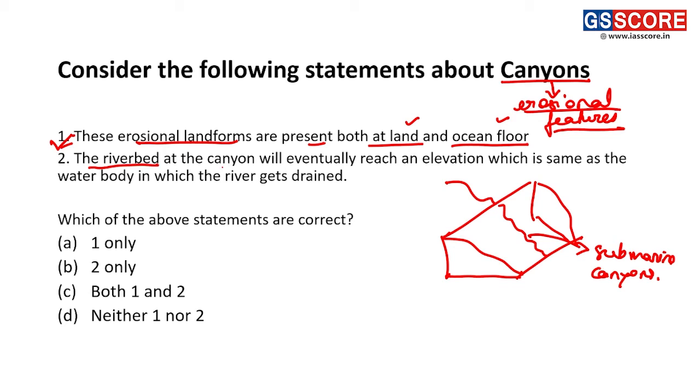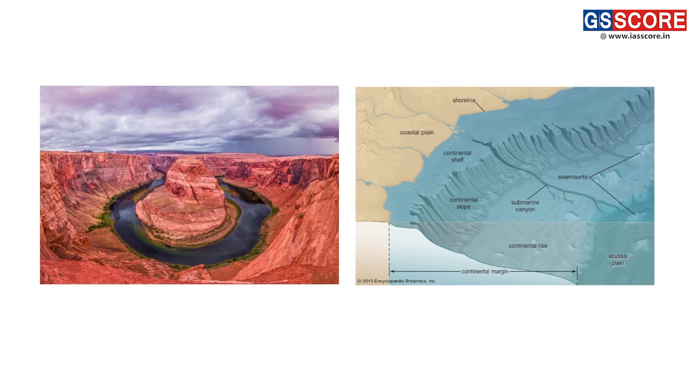Statement 2: the riverbed at the canyon will eventually reach an elevation which is the same as the water body in which the river gets drained. We can see this is a part of a canyon, made by this river. Thus we can see the elevation differences here. The river has a different elevation when it started eroding this region, and at the end of the formation of this canyon, the elevation of the river is now the same as the canyon region. Thus statement 2 also becomes a correct statement.